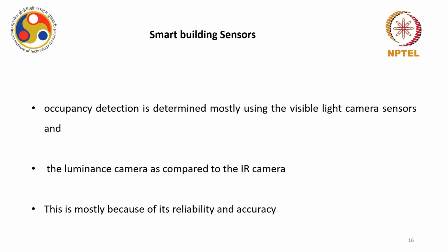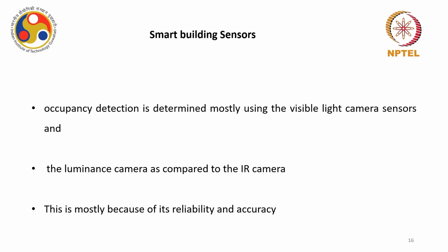Occupancy detection is determined mostly using visible light camera sensors and luminescence cameras as compared to IR cameras. IR cameras are not that essential, particularly if your building is not a military application, or used for applications where you have constraints on switching on lights and other things. Mostly these buildings are provided with lights, so a visible light camera or a simple luminescence based camera can be integrated in this.